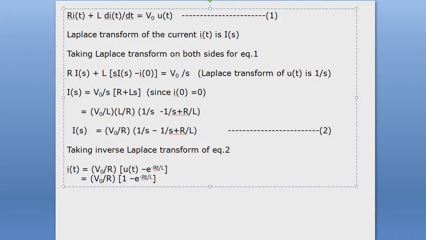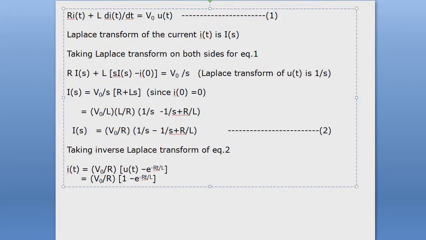And you know that I(t) has two terms. One is steady state, another one is transient. You see that V0 by R is nothing but the steady state response. On the other hand, V0 by R times e to the power minus R by L t is the transient response. So the total response of this circuit consists of transient as well as steady state response. And the time constant of this circuit is L by R.